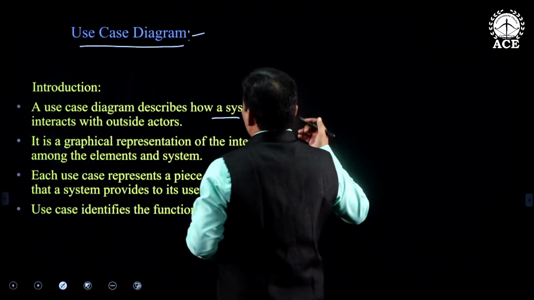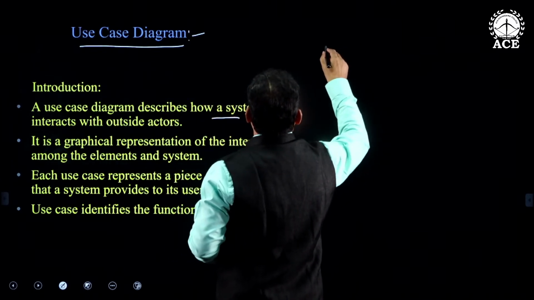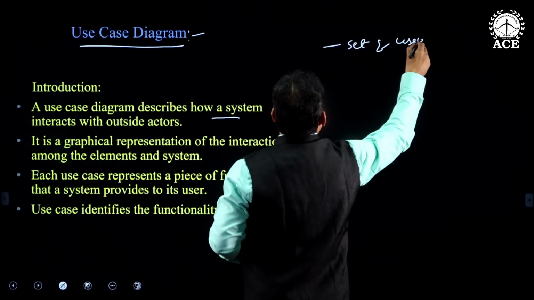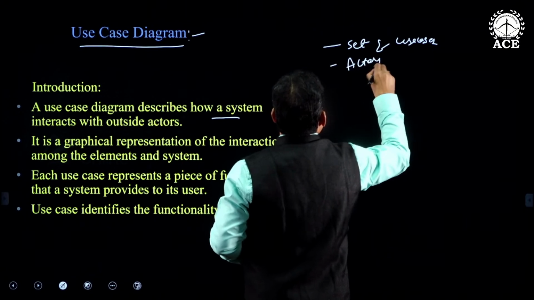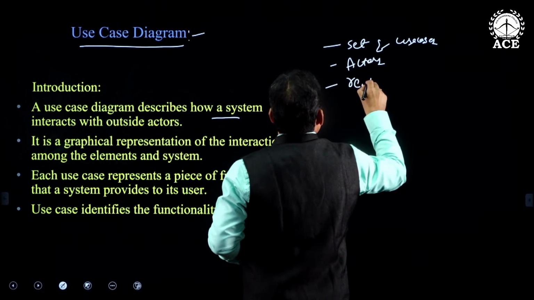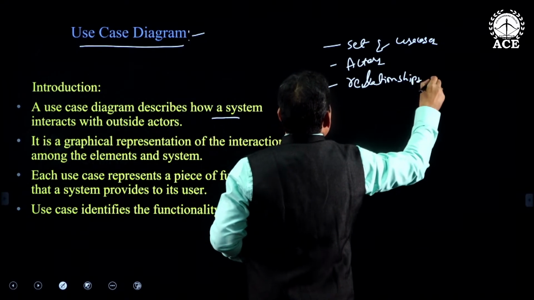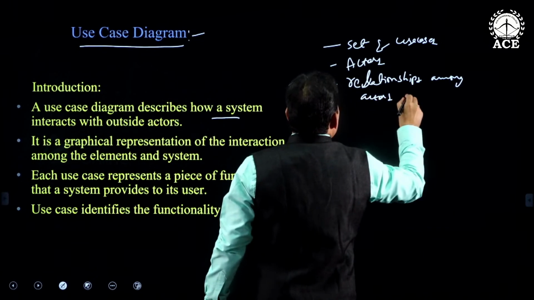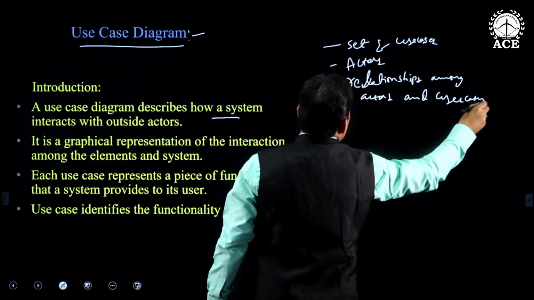Let's see here. Any use case diagram consists of a set of use cases, actors, and relationships among actors and use cases. This is what any use case diagram consists of, right?